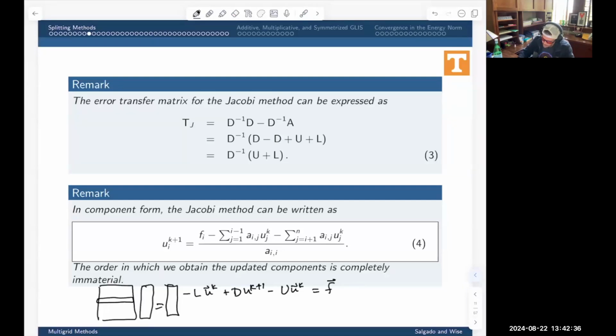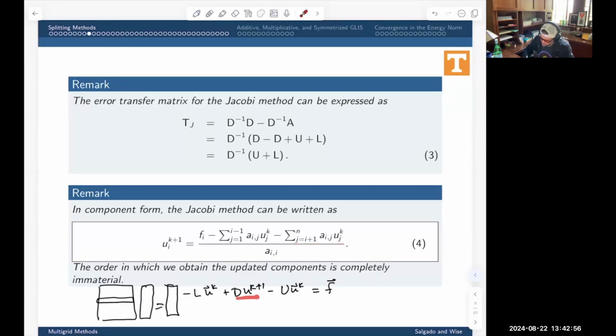What about that portion there? Well, when I take that to the other side, that just becomes this portion here. Okay, so this is the upper triangular part of A. It's sort of like this part times that unknown vector, or that previous vector UK. But if I break it into component form, that's what I get.